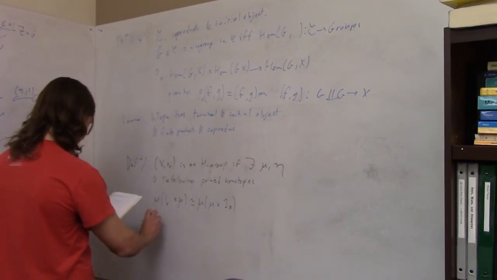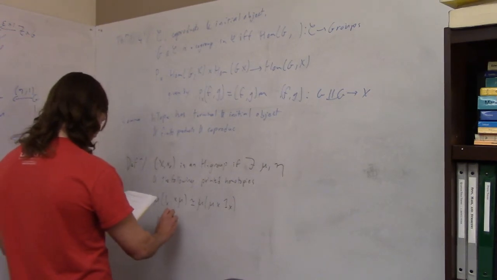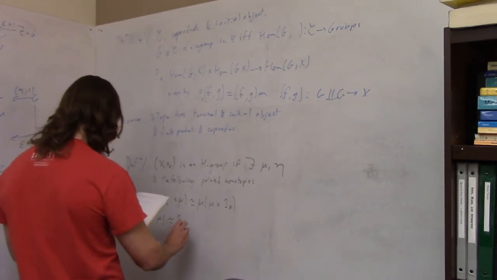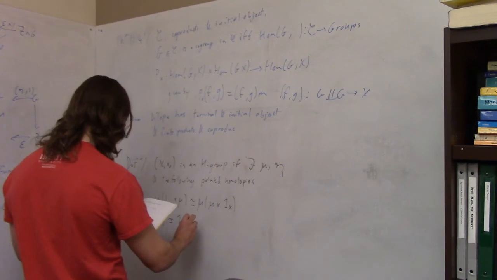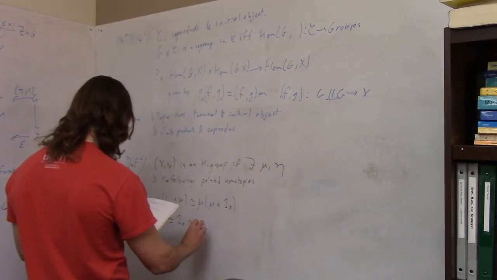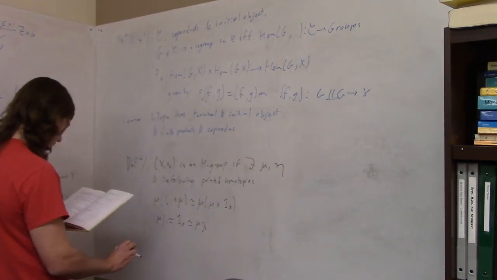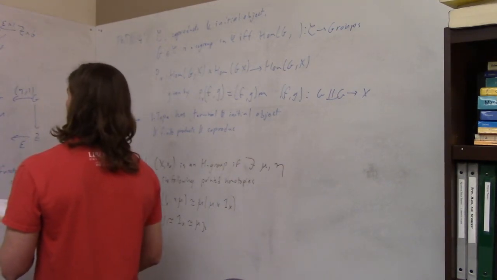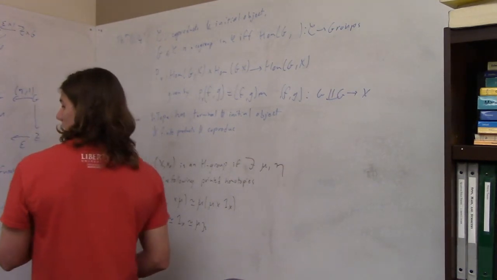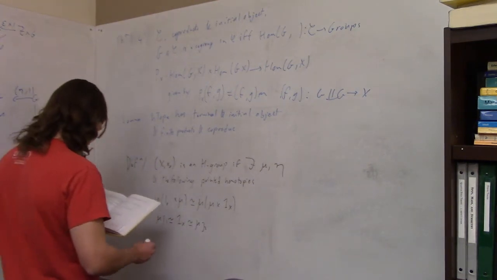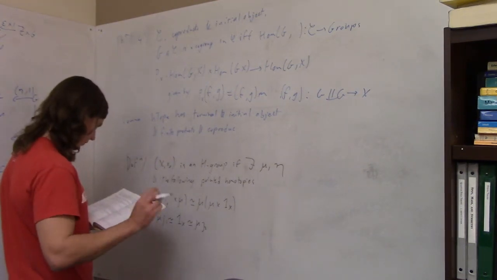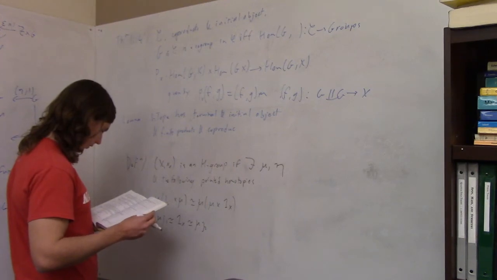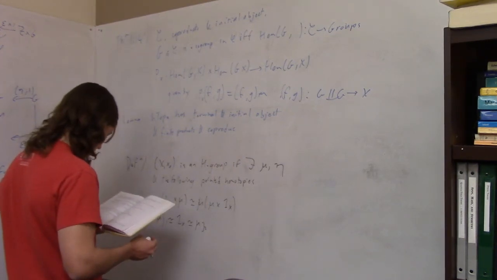And we also have mu composed with J1 is homotopic to the identity, where J1 and J2 are the injections that we defined before. They correspond with the projections.